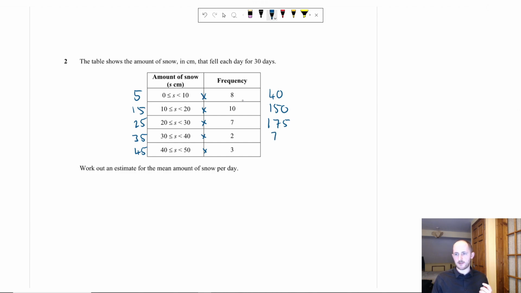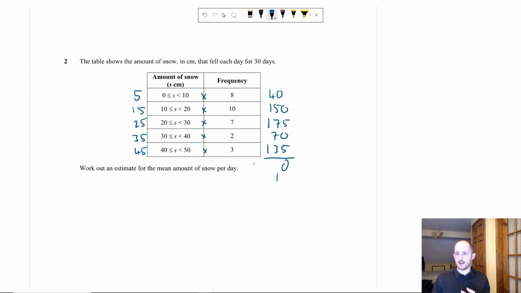35 times 2 is 70. 45 times 3 would be 135. Okay, I think I got all those right. Add them all up. So again, the next step would now be to add them all together and divide them by the total frequency, okay? So if I add these all up, I get 0 plus 0 plus 5 plus, that's 0, carry the 1.